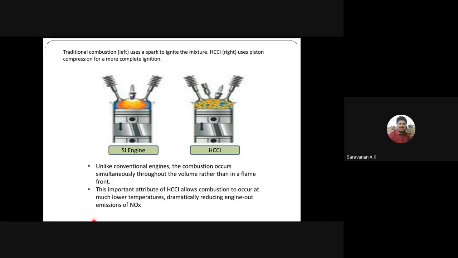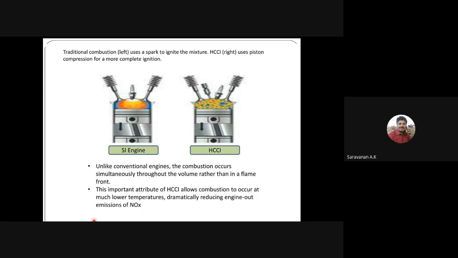The catalytic converter controls the hydrocarbons, the carbon monoxide, and the carbon dioxide that are released in the exhaust gas. That is the main working of the catalytic converter. But it will not control the NOx and the soot or particulate matter emissions.